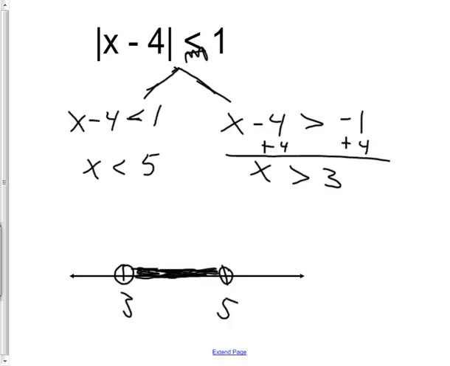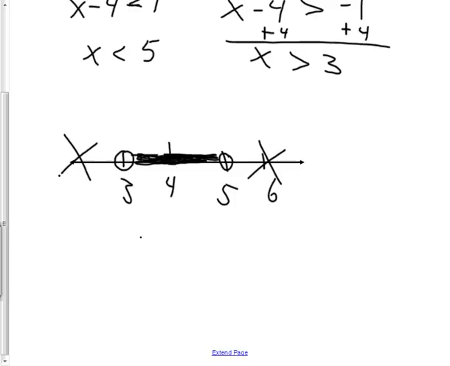How can we test and be absolutely positive? Well, we stick in a 4. So I have 4. 4 minus 4 is 0. Is absolute value of 0 less than 1? Yep. So it worked. So we shade in there. And then we can test 6 and see if it works. 6 minus 4 is 2. Absolute value of 2 is 2. Is 2 less than 1? No, it doesn't work. So you test on each end, and you find out it doesn't work on either end, and your answer then is from 3 to 5 with parentheses.